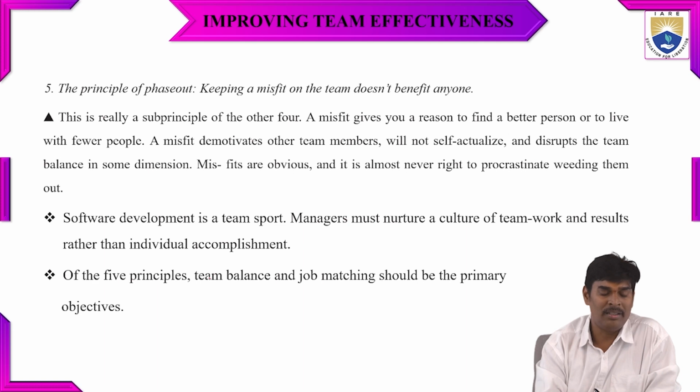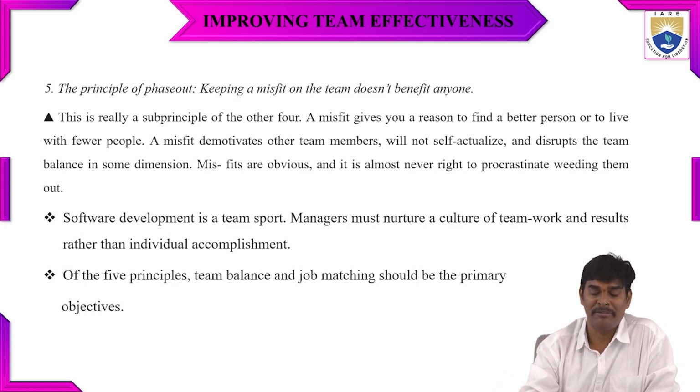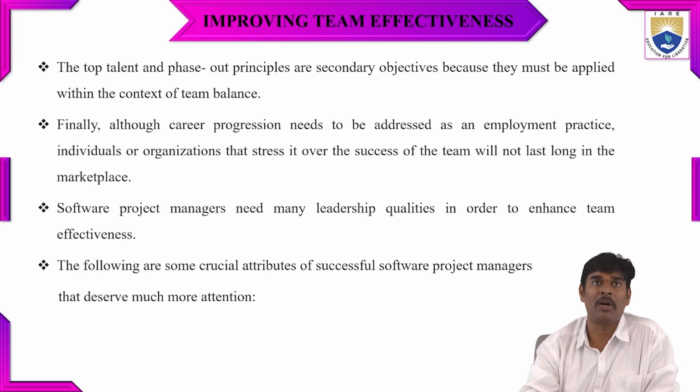So in the above five principles, the main understanding is that we need to balance the team, and job matching should be the primary objective. It means each and every team member has to balance the team and work as a team. While recruiting, we need to verify whether the person has the skill and is qualified for that particular job or not. So this will be the very top criterion for improving team effectiveness.